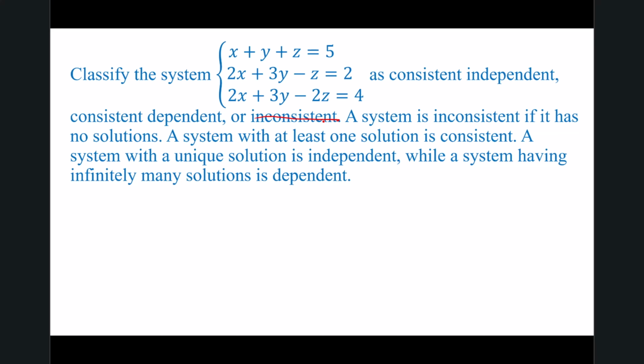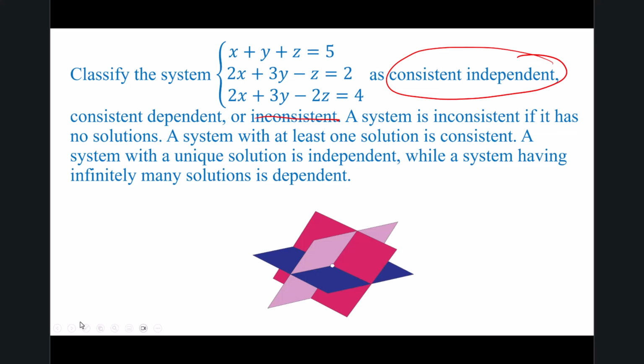A system with a unique solution is independent. So this one is consistent independent because we got one unique solution. If the system had infinitely many solutions, it would be consistent but dependent. So this particular system of equations, the 3 planes intersect at exactly one point. In this case, it's that point right there.